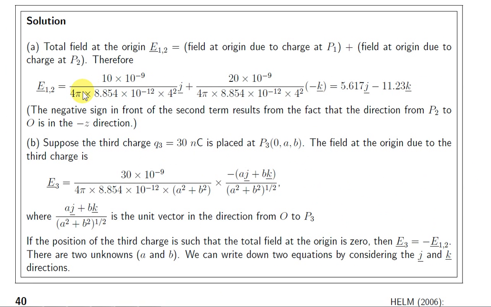So, filling in for capital K, the constant, remember, is 1 over 4 pi epsilon 0. So epsilon 0 is 8.854 times 10 to the minus 12. So there's the charge Q1 on top. There's r squared, 4 squared, there's unit vector j. Over here, we have 20 nanocoulombs on top, 20 by 10 to the minus 9. The constant in front is 1 over 4 pi epsilon 0. r squared, the distance is 4, and we have unit vector minus k. So there is our vector E12. The j component is positive, the k component is negative.